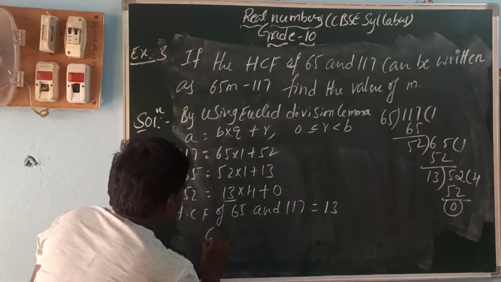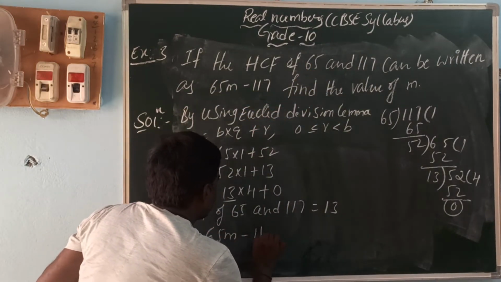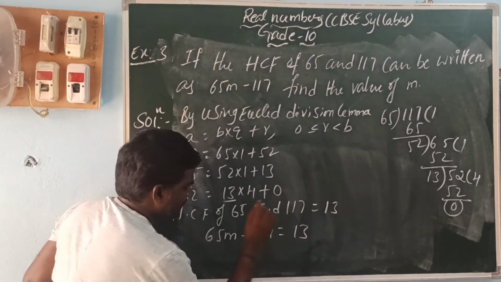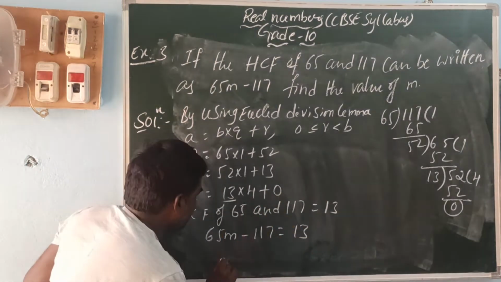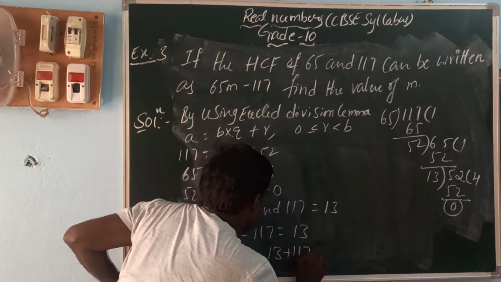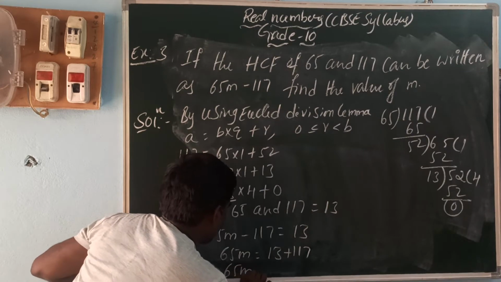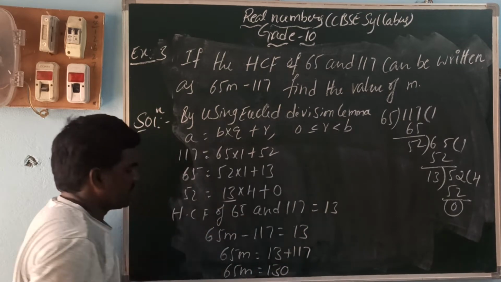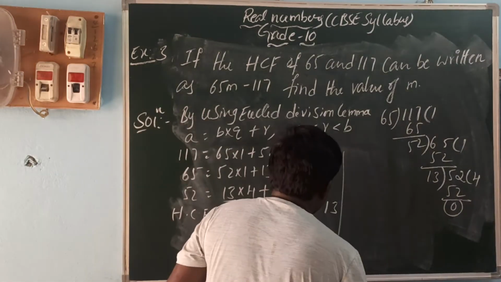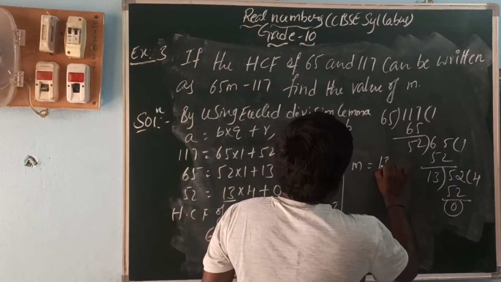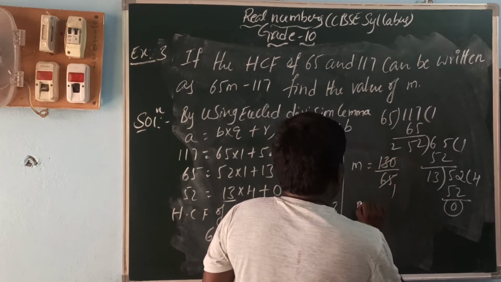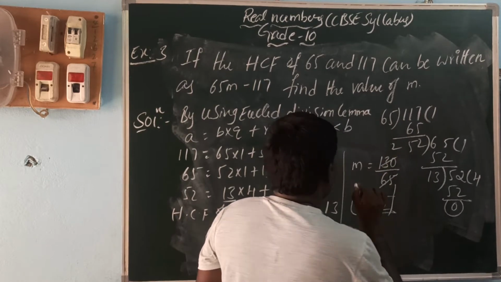So 65m minus 117 is equal to 13. The minus 117 goes to the right side and becomes plus. So 65m is equal to 13 plus 117. 65m is equal to 130. So 65 into m: the multiple 65 goes to the right side and becomes division. So m is equal to 130 by 65. 65 1s are 65, 65 2s are 130. So the value of m is 2.